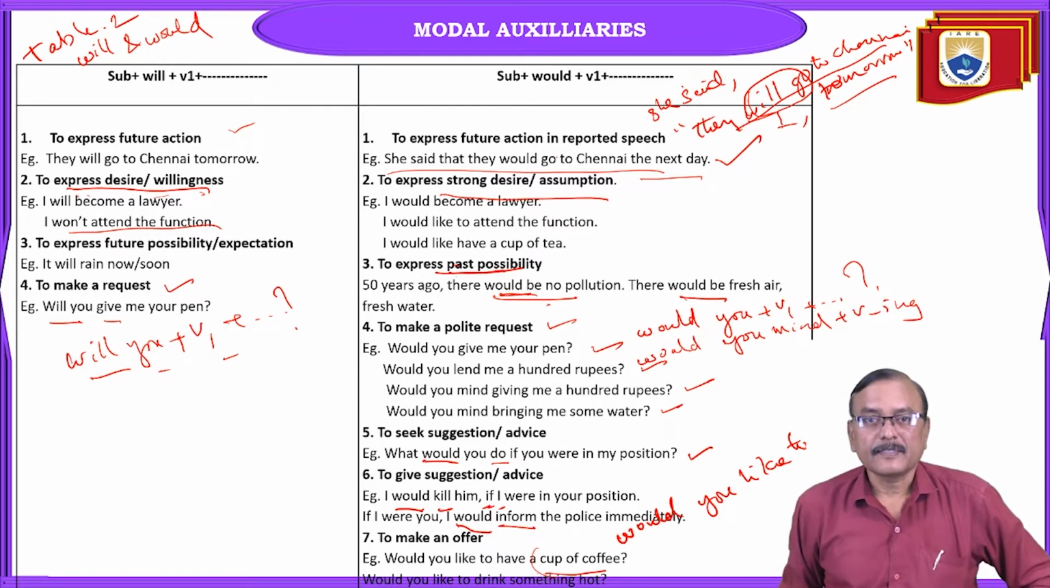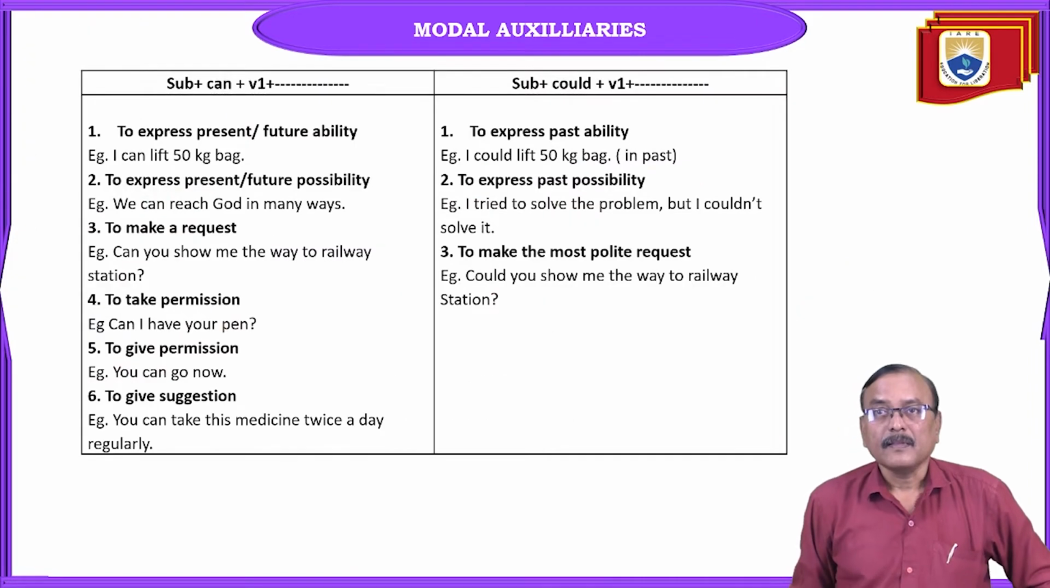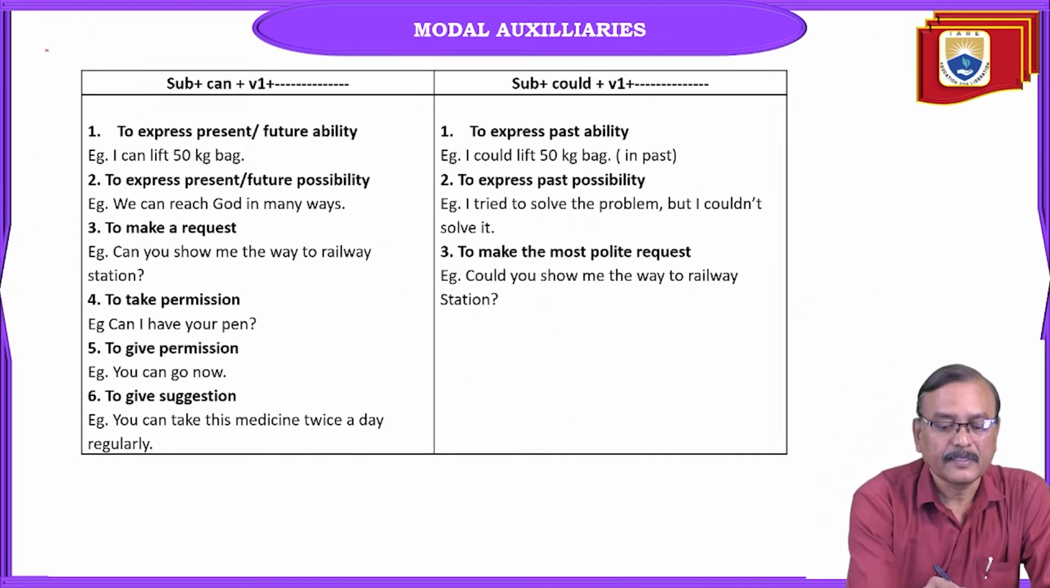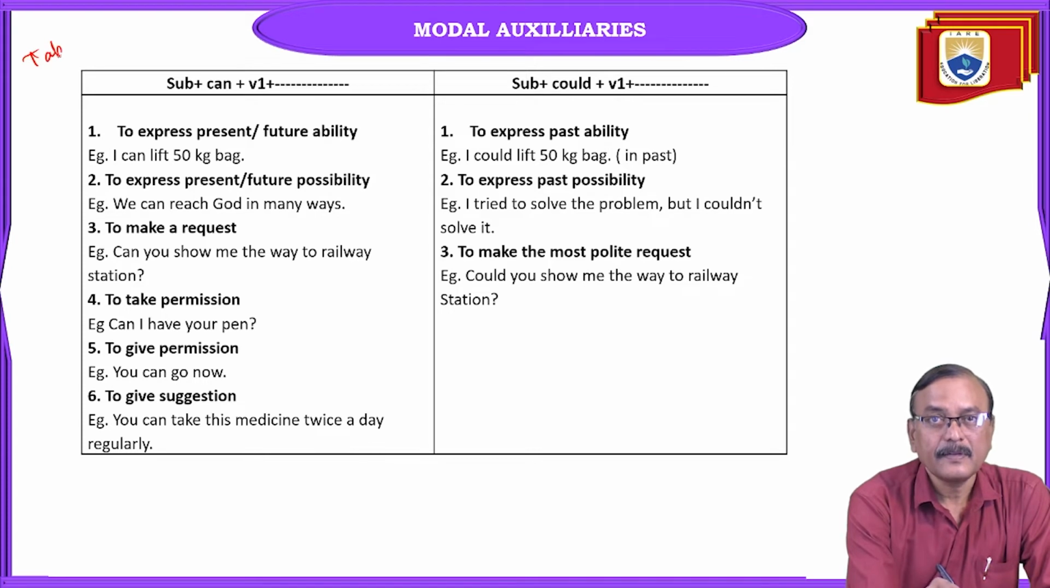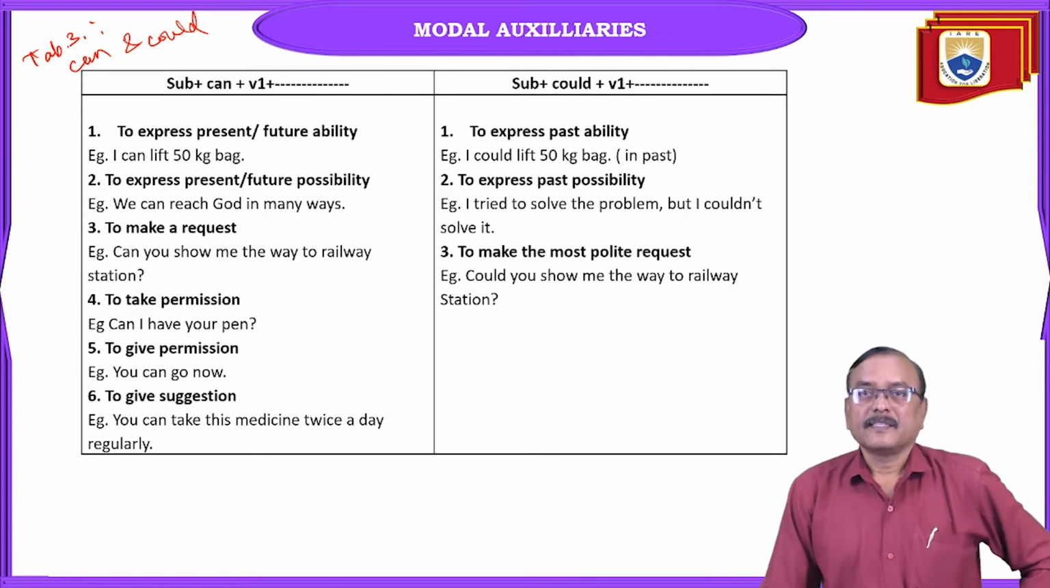Okay, let us move to the next. This is table 3, and it compares can and could.